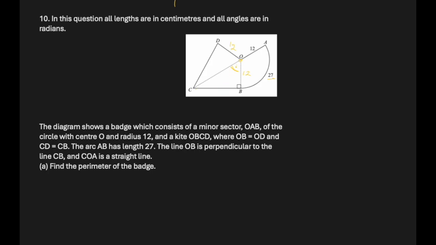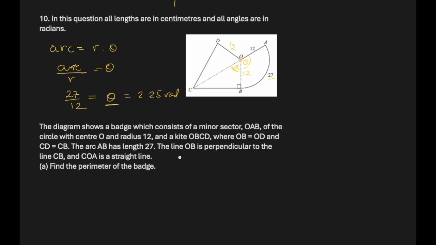So let's call this angle alpha. And this angle alpha can be found with the help of angle theta, right? We know that the arc length is equal to radius multiplied by theta. That means theta will be arc length divided by r. What is arc? 27. What is r? r is 12. So that comes out to be 2.25 radians.